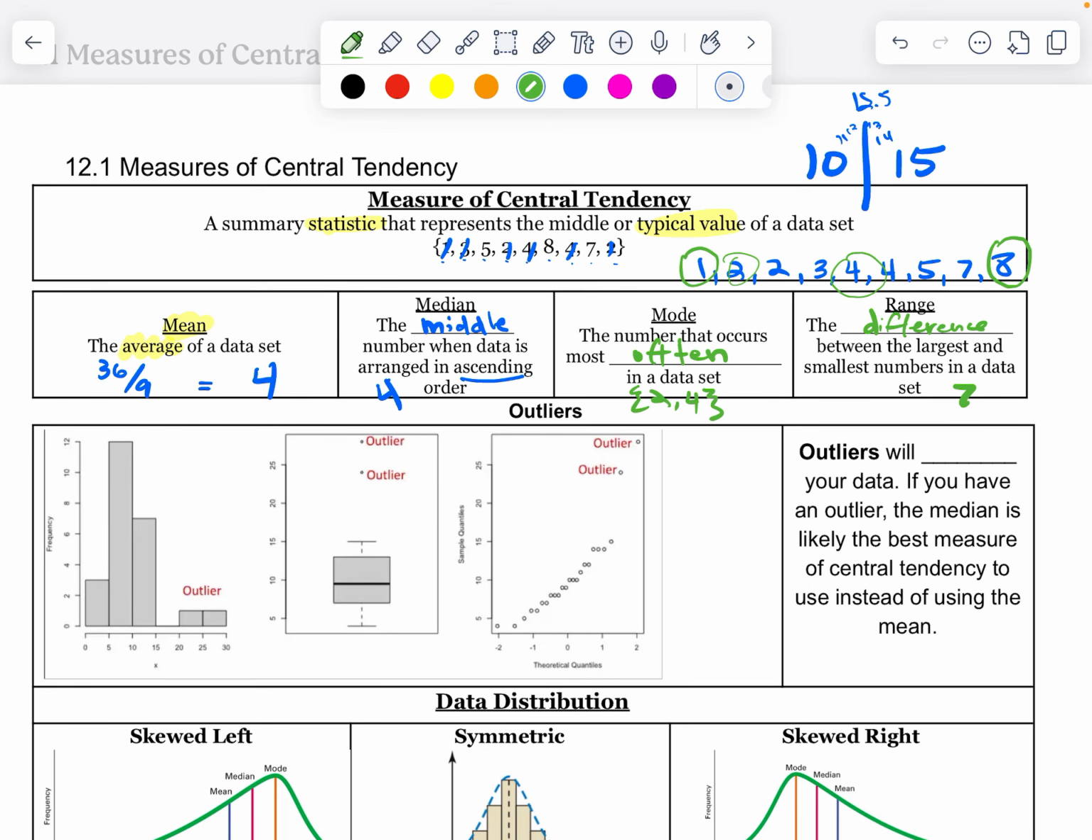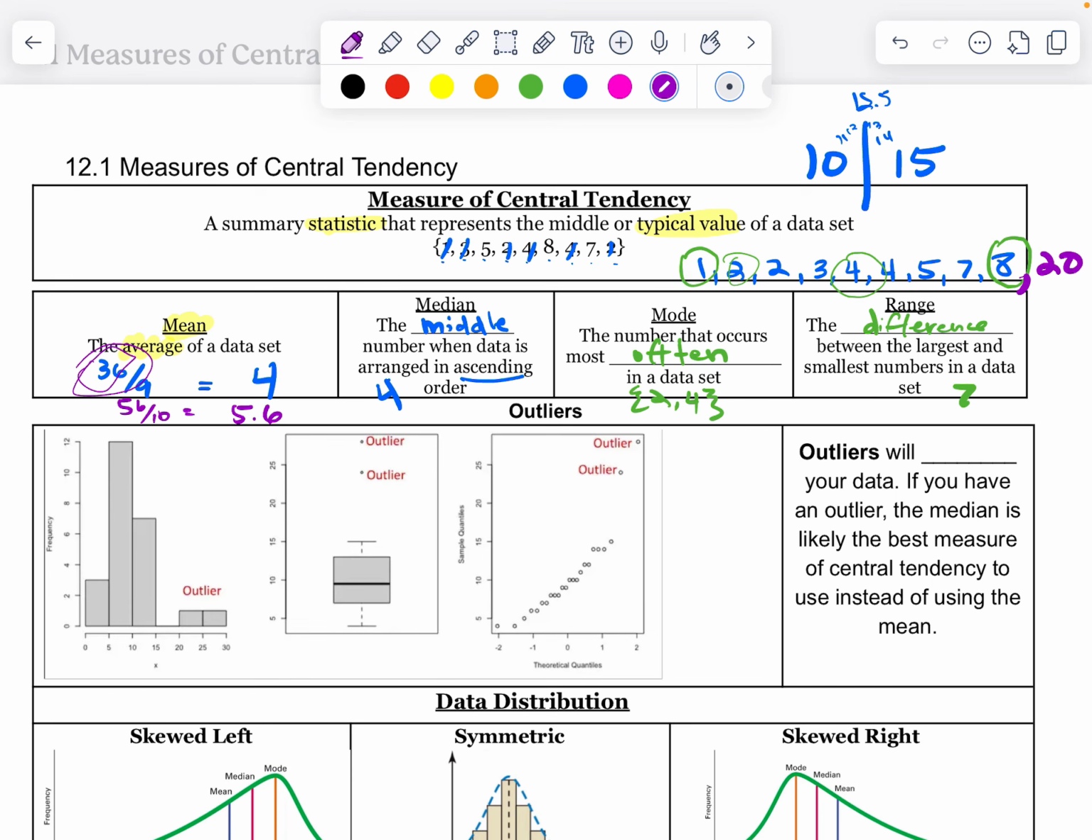All right. So now I'm curious, what would happen to all of this data if I added a 20 up here in my data set? If I added a 20 in this data set, the mean would definitely change. How do you think it would change? All of a sudden, this number got a lot bigger, and you're dividing by 10. So let's see, what would that be? 56 over 10. So your new mean would be 5.6.